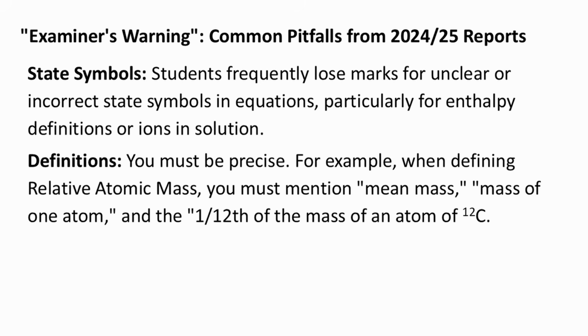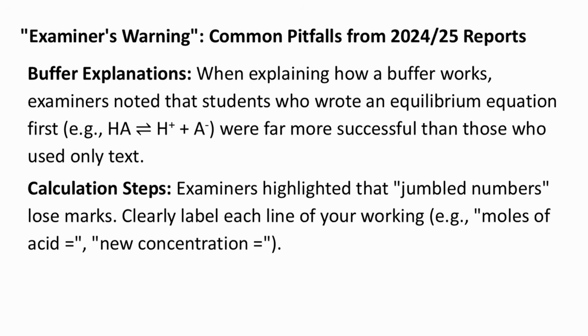For example, when defining relative atomic mass, you must mention mean mass, mass of one atom, and the 1/12 the mass of an atom of carbon-12. If you can use a chemical equation or chemical equilibrium in your answer, it often helps with clarity. For example, with buffer explanations, when explaining how a buffer works, examiners noted that students who wrote an equilibrium equation first were far more successful than those who only used text.